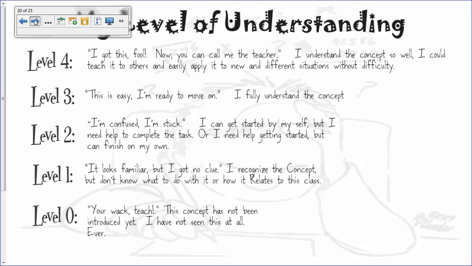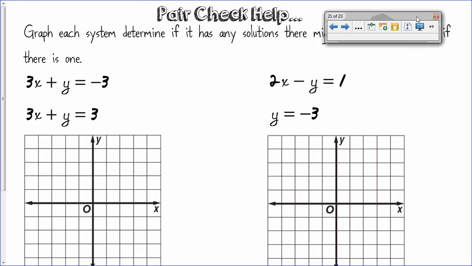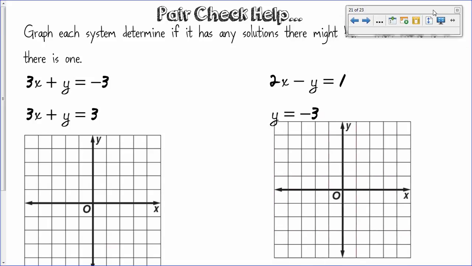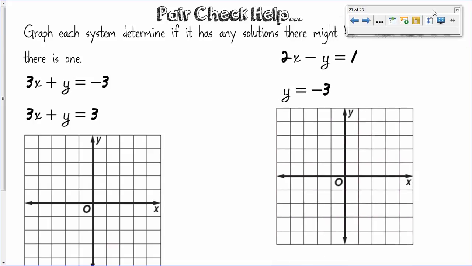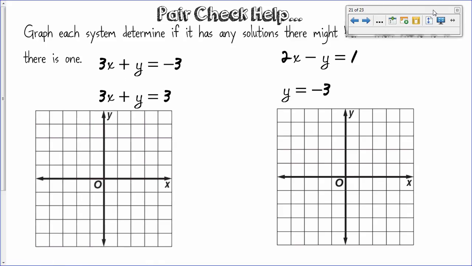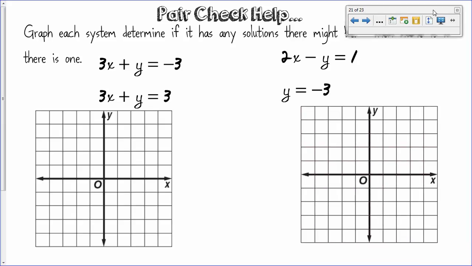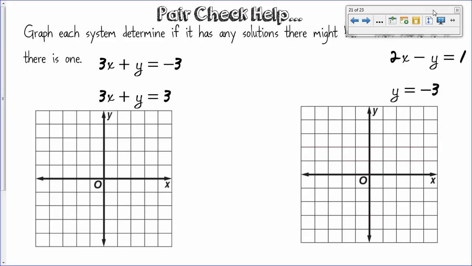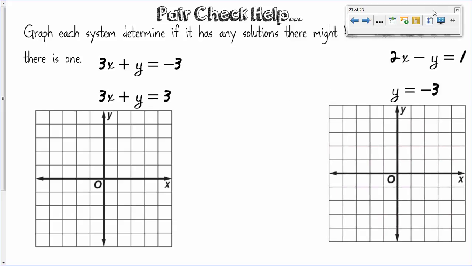Okay, go back and do your mastery. Okay, determine how many solutions there might be. First thing we got to do is what? Change up these equations. That's going to be y equals negative 3x minus 3. And then the second one is what? Y equals minus 3x plus 3.